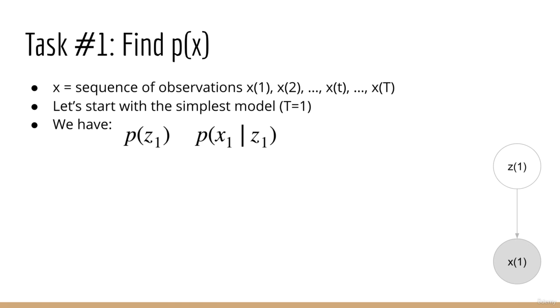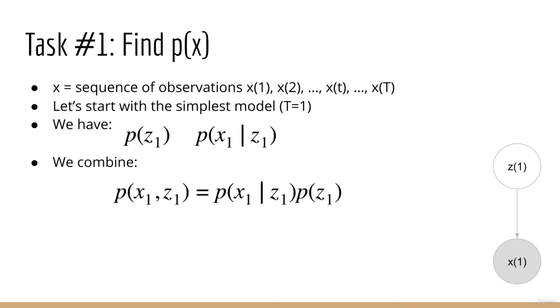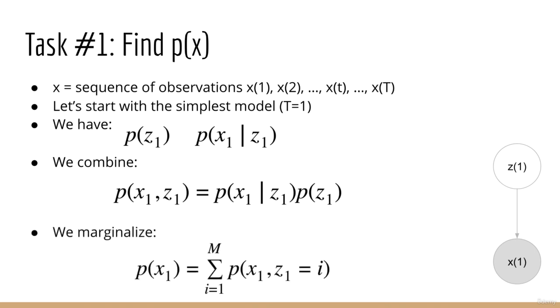Well, in graphical models, we are typically interested in the joint distribution. Luckily, we can use the information we have to find it. P of x1 and z1 is equal to p of x1 given z1 times p of z1. This is just the rule of conditional probability. But we know we only care about p of x, which in this case is just p of x1. Luckily, we know how to do this too. This is just marginalization. In order to find p of x1, we need to sum the joint distribution over all possible values of z1. As you recall, that's just the sum from 1 up to M, if we have M hidden states.